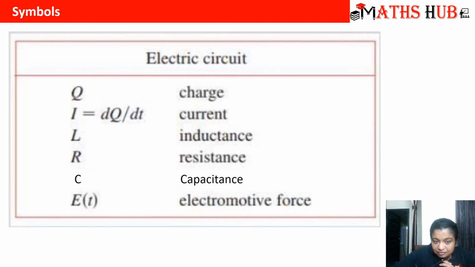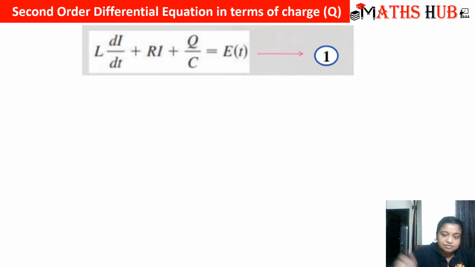So we will take care of this and we will try to convert equation 1 either in terms of charge, or we will try to convert it in terms of the current, right? So we have seen that we are using these symbols. Q is used for charge, I is used for current, L is used for inductance, R is used for resistance, C is used for capacitance, and E is used for the electromotive force, right? So now let us try to convert the first equation in terms of either I or in terms of Q.